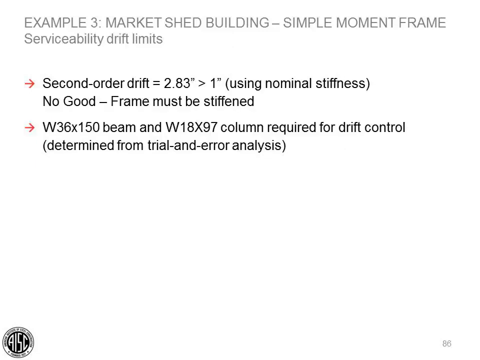We run the second order analysis and check drift. The second order drift is way over the desired limit, so the frame must be stiffened. Note that the drift check is performed using the nominal unreduced stiffness. A W36 by 150 beam and a W18 by 97 column are required to meet the drift limits.